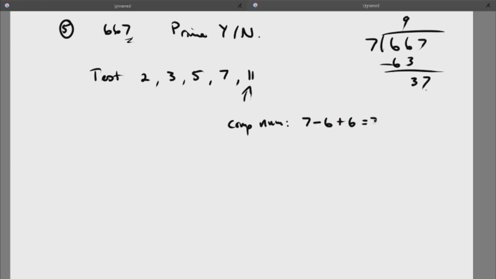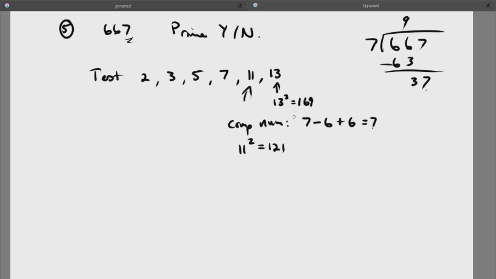So I keep going to 11. My comparison number for 11, going right to left, is 7 minus 6 plus 6, but that's 7. And 11 doesn't go into 7. So that's a no. I don't have any more divisibility tests. Do I stop? No, I don't stop, because 11 squared is only 121, well under my number.